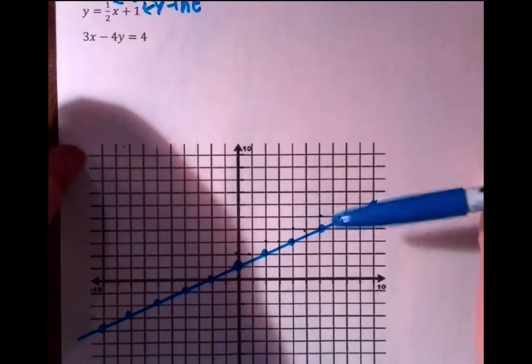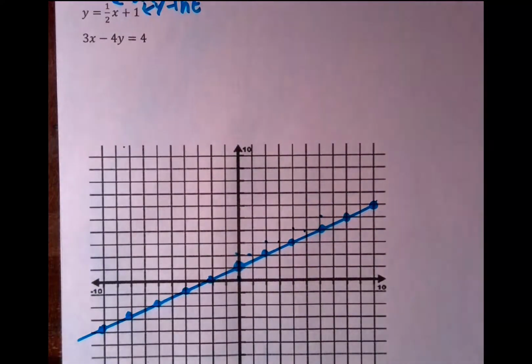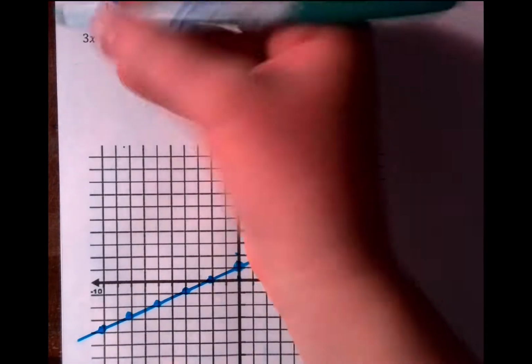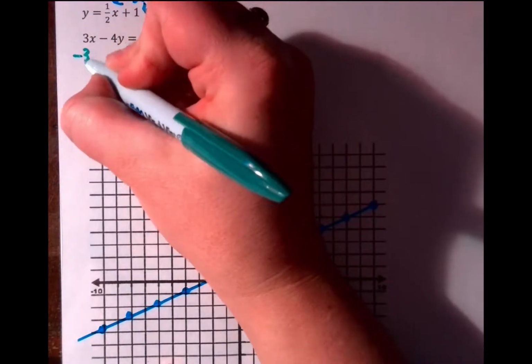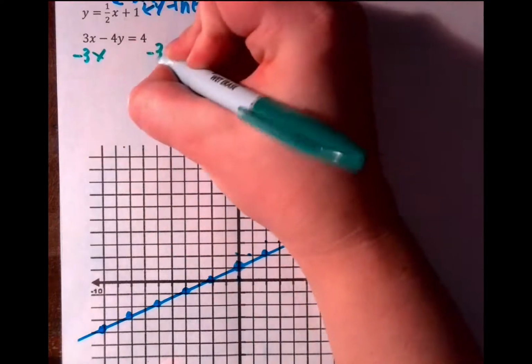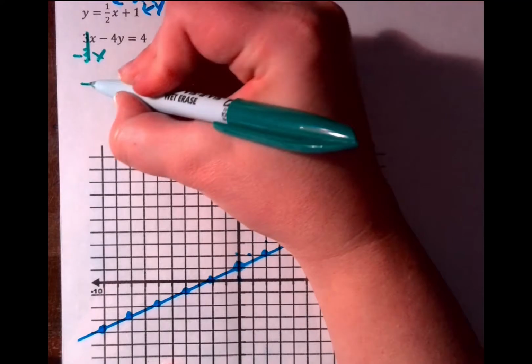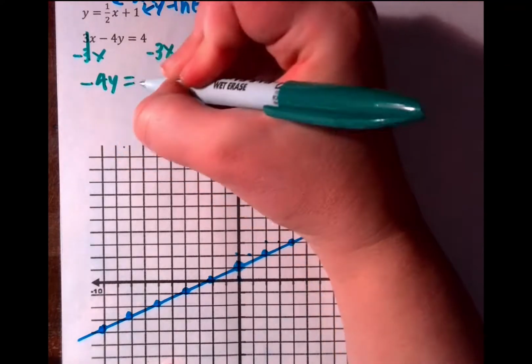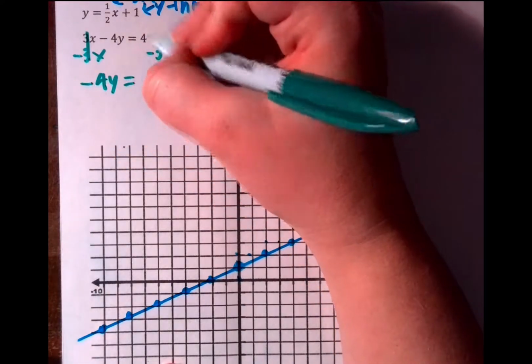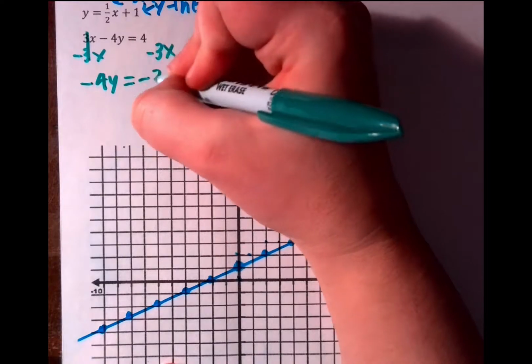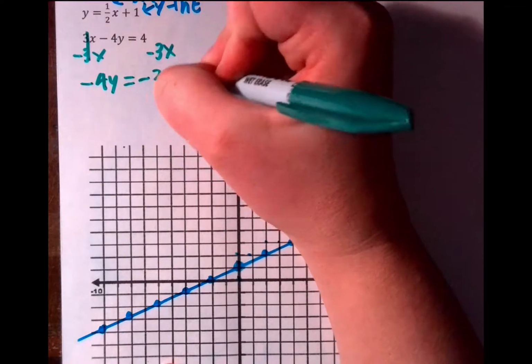I need to change that second one into slope-intercept form. So remember, slope-intercept form means it's y equals mx plus b. So we need the y alone. So I'm going to subtract 3x. Okay, those cancel out. I'm left with negative 4y equal to, okay, those are not like terms, so I just leave it negative 3x plus 4.